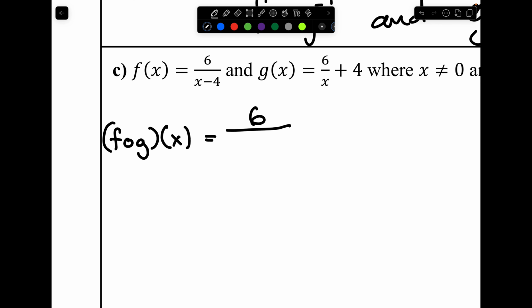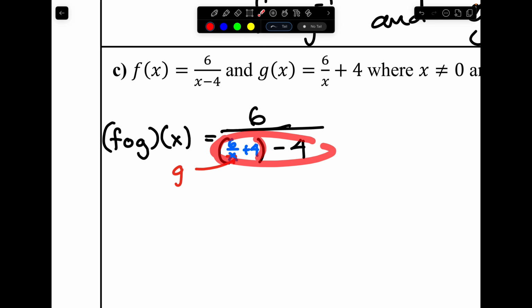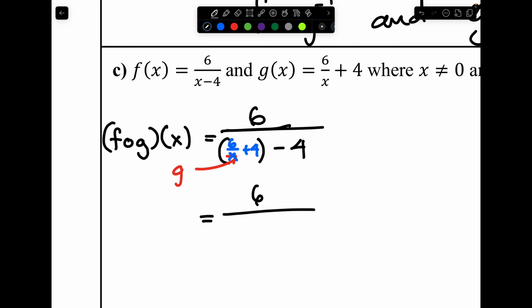So 6 divided by the x value minus 4. And again, we're going to put g inside there, which is 6 over x, and then plus 4 there. Well, how do we simplify this? Since all of this is in the denominator, we can get rid of the parentheses because there should be an invisible one right there. So let's get rid of the parentheses first. So we have 6 over x plus 4, and then the minus 4 from right here.